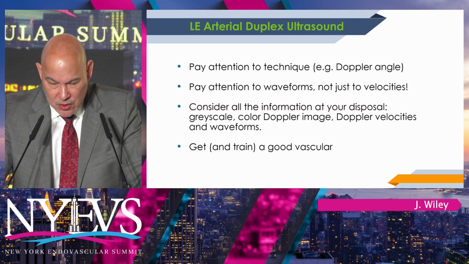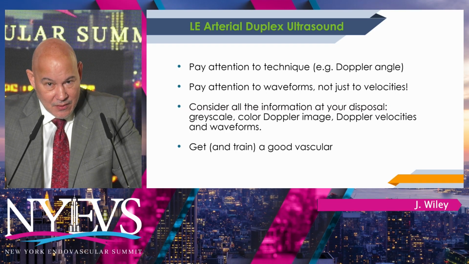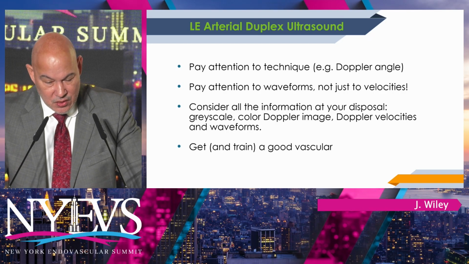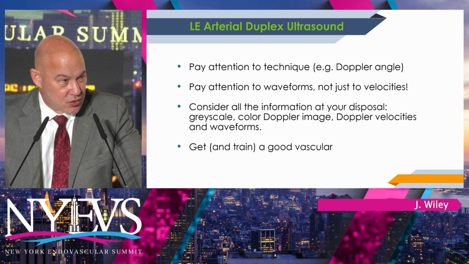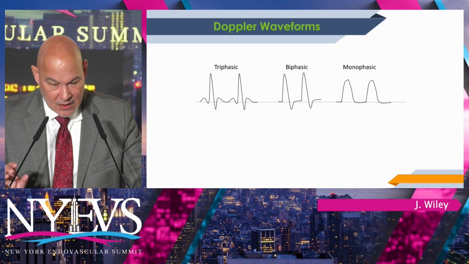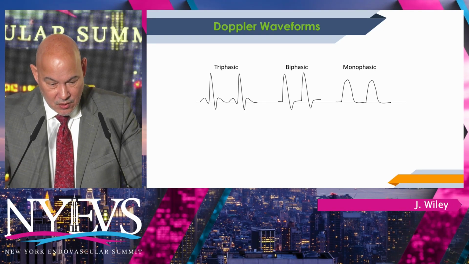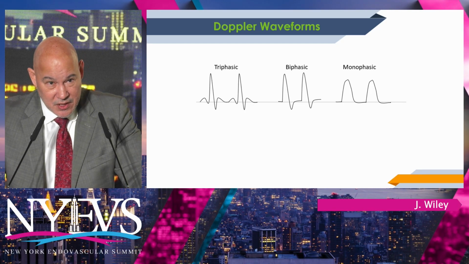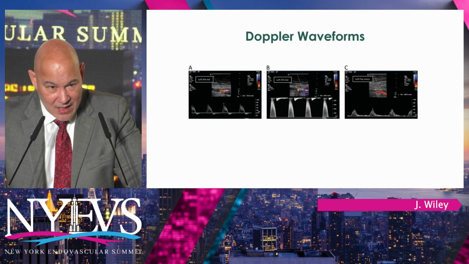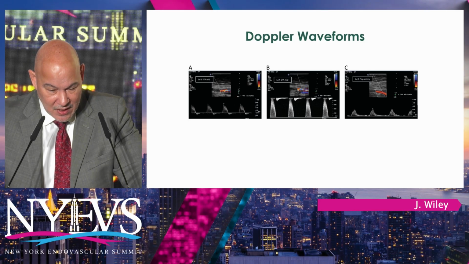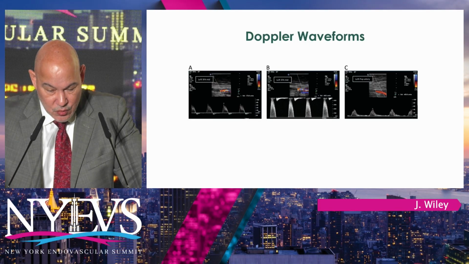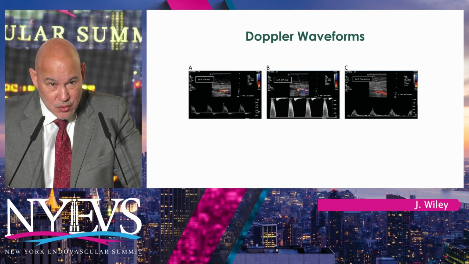So we must pay attention to the technique when we do our Doppler. We want to have 60 degrees as best as we can. Pay attention to the waveforms, not just the velocities. We want to consider all the information at our disposal and make sure you have a good vascular tech helping you out. Doppler waveforms are normally triphasic, but they also come biphasic and monophasic, especially in patients with severe disease. An increase in velocities obviously suggests a significant blockage or stenosis, and low velocities with spectral broadening is frequently seen in post-stenotic lesions.